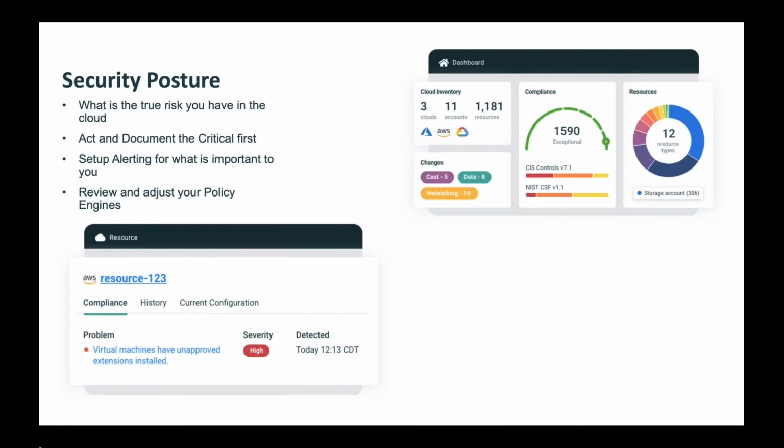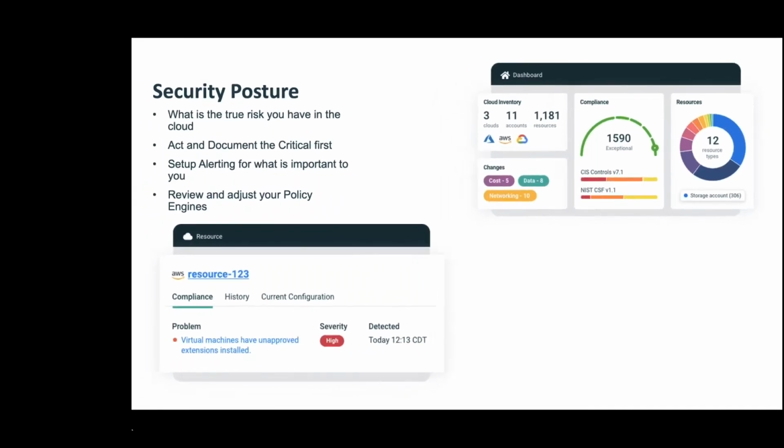Next step is set up alerting and what's important to you. So we saw earlier, not all the drifts that are occurring are important, but maybe there are categories of them that you want to make sure you're watching, and be able to have, let's say, a 1 hour response to, okay, we want to get that into the next pipeline to make sure that that's taken care of in the next sprint. And of course, then review and adjust your policy engines back on the clouds. Okay, drift will occur. Do I need that to be blocked up front, or am I going to allow that through and have an exception?